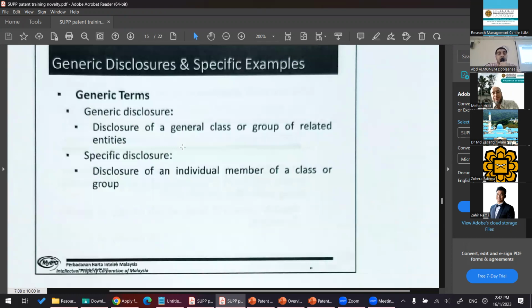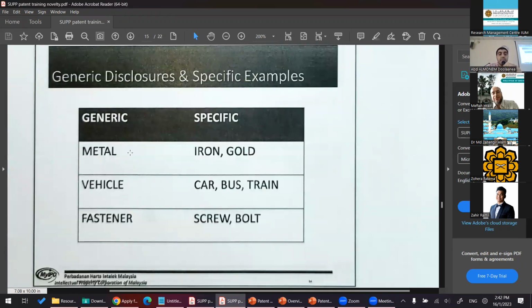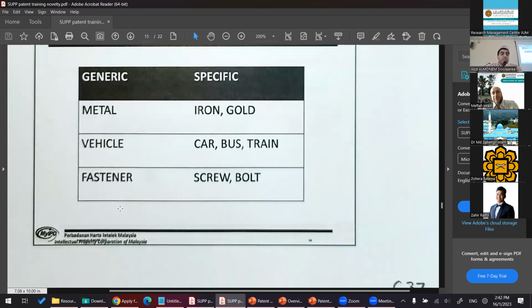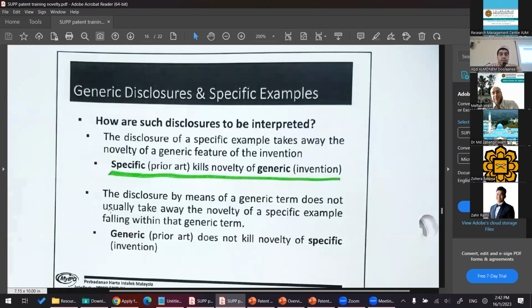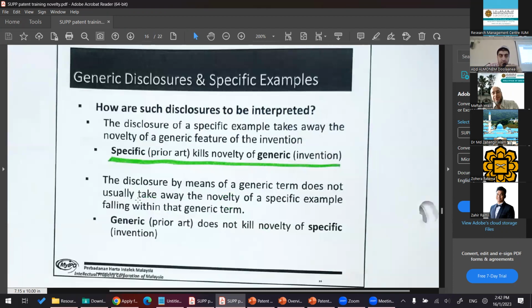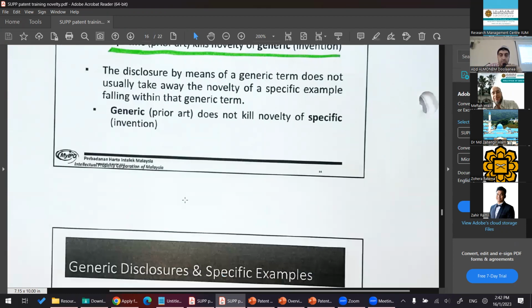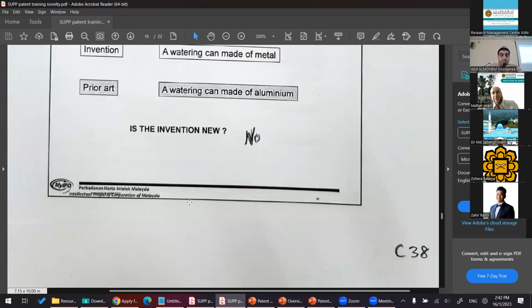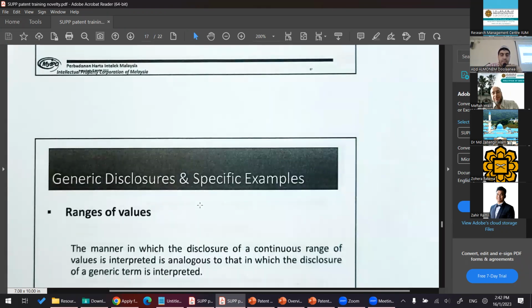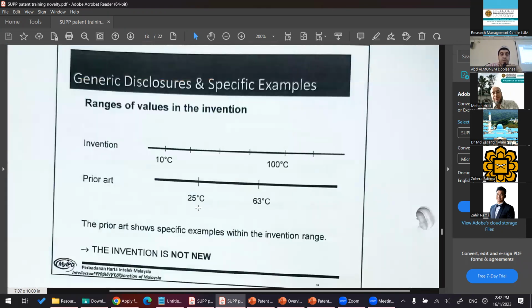Generic terms and specific terms. So we already said the specific kills the generic in patent science. For example, specific iron, gold; generic metal. Generic vehicle; specific car, bus, train. Generic fastener; specific screw, bolts, and so on. So always the specific will kill the general, the generic. Okay. Range and values. We already explained this one.